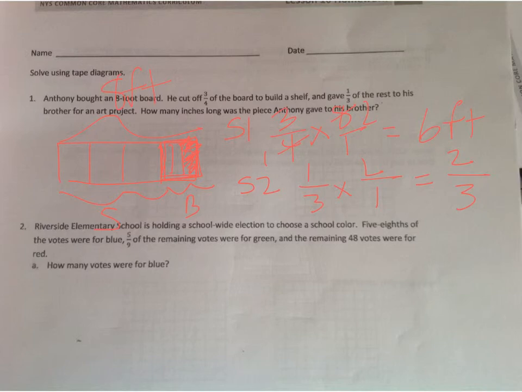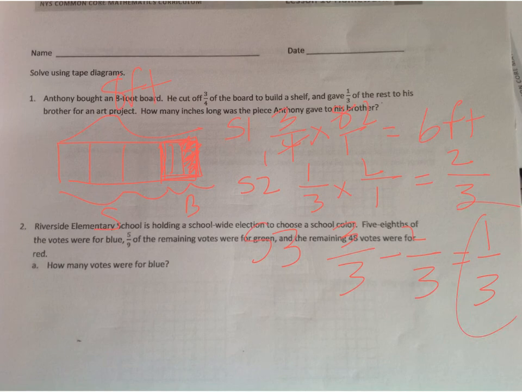So the question asks, how many inches long was the piece Anthony gave to his brother? Well, that would be... So the final step, step 3, would be to take that whole, which was in 3/3, there were 3 parts, take away the 2/3 you just figured out, and what you are left with is 1/3, and that's the piece that he gives to his brother. So this is how you do these kind of problems, with a tape diagram first and all your math second.